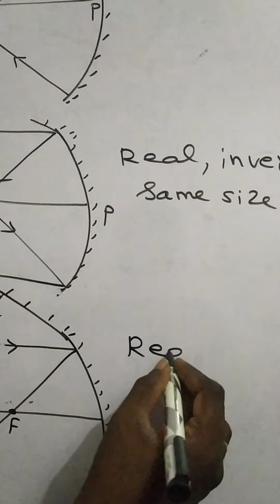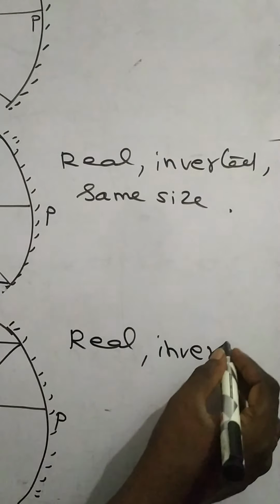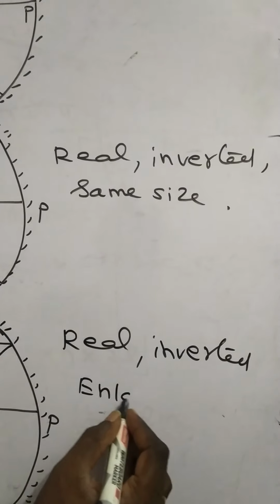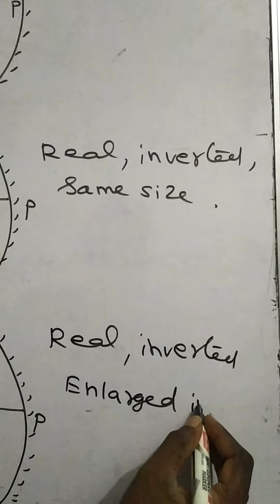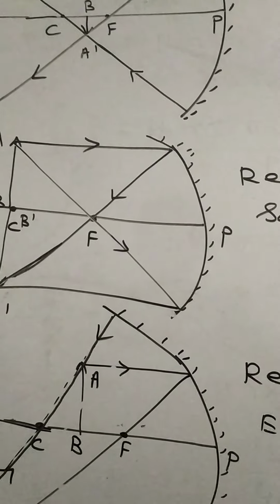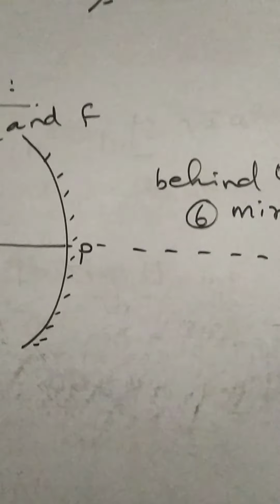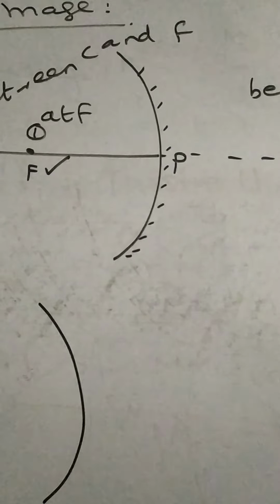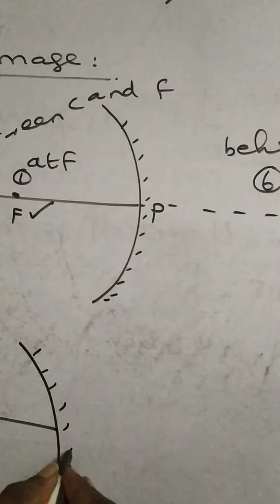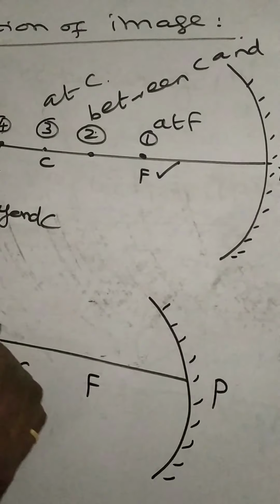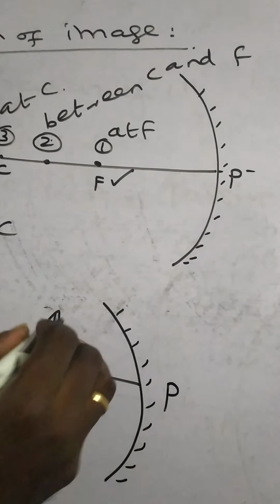Real, inverted image, and enlarged. An enlarged image is obtained. Then the fifth position, the object is located at F. Pole of the mirror, focus, center of curvature, object is located at F.